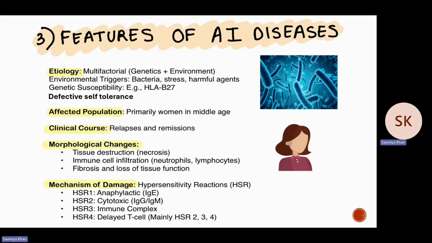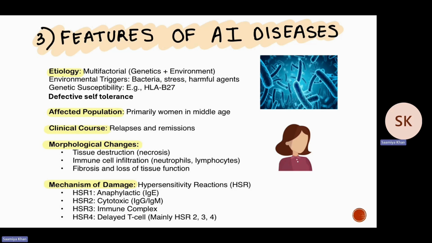And the last feature is the mechanism of damage. Damage usually happens through hypersensitivity reactions, which we have discussed in the previous video. There are four types: hypersensitivity reaction 1, 2, 3, and 4. And the mnemonic was ACID. A is anaphylactic, because it involves IgE antibodies, but this is not happening a lot in autoimmune diseases.